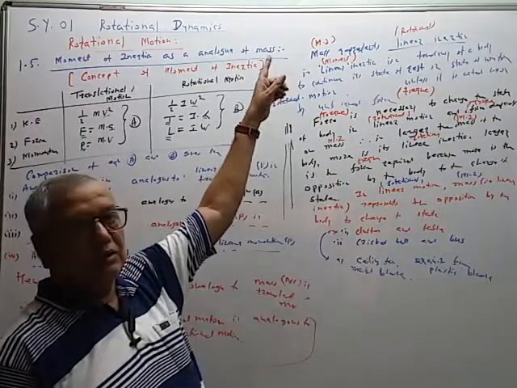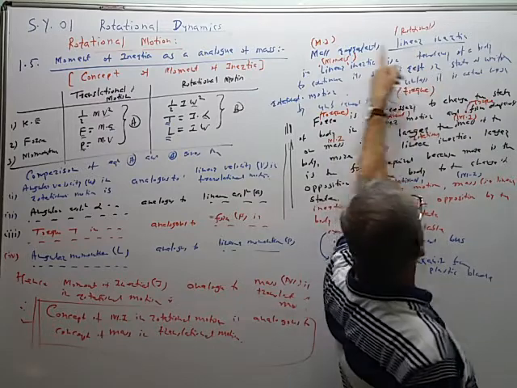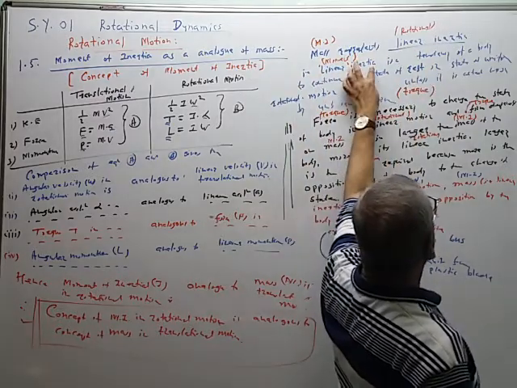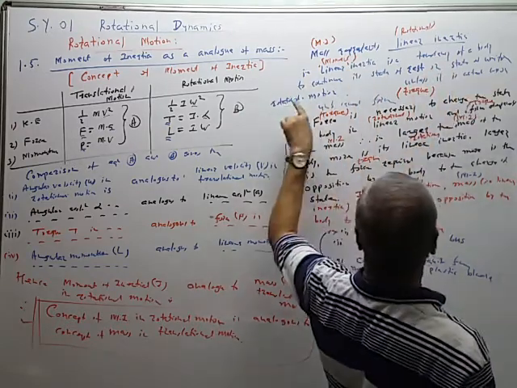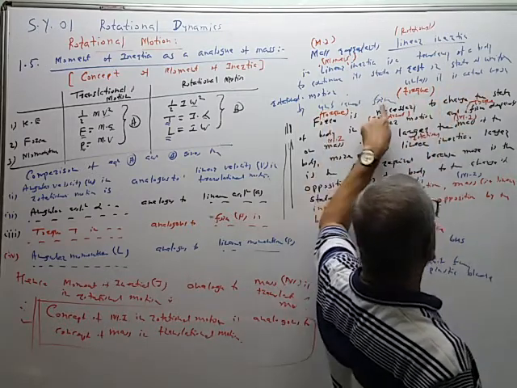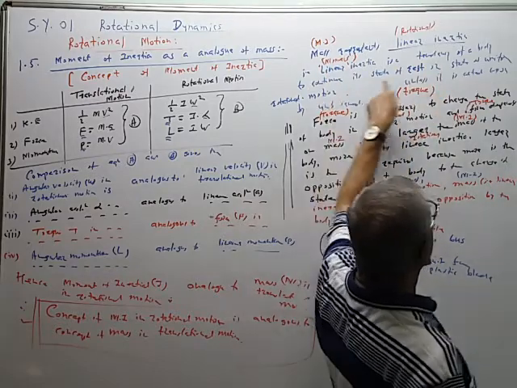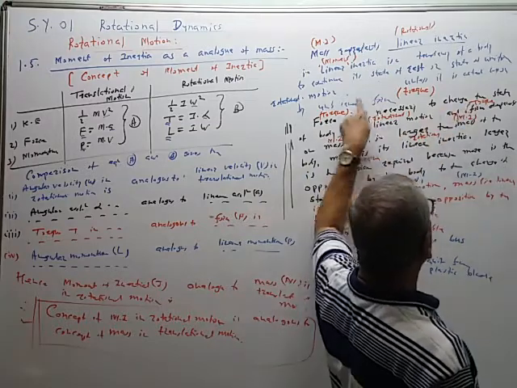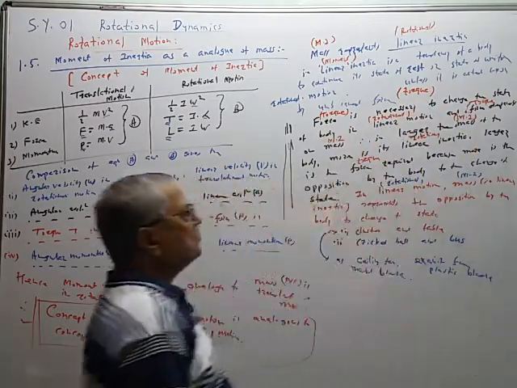So the changes are like this. Mass represents linear inertia, moment of inertia represents rotational inertia. Linear inertia is the tendency of a body to continue the state of rest or state of uniform motion along the straight line unless it is acted upon by unbalanced force. So this moment of inertia is a tendency of a body to continue the state of rest or state of uniform rotational motion unless it is acted upon by torque. Torque is necessary to produce the change in the state of the body.